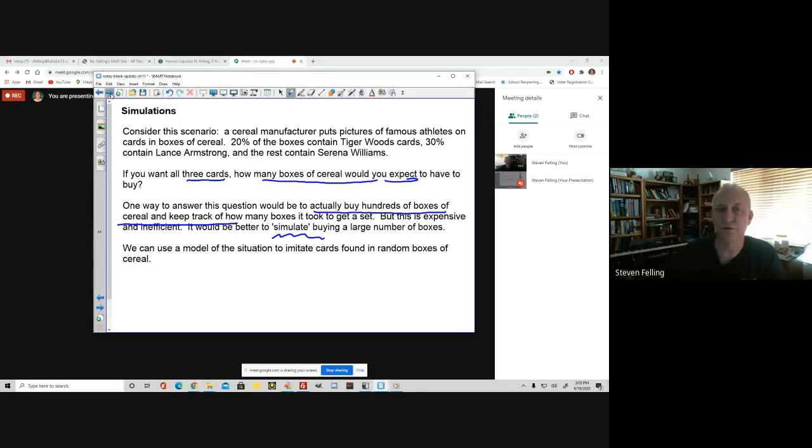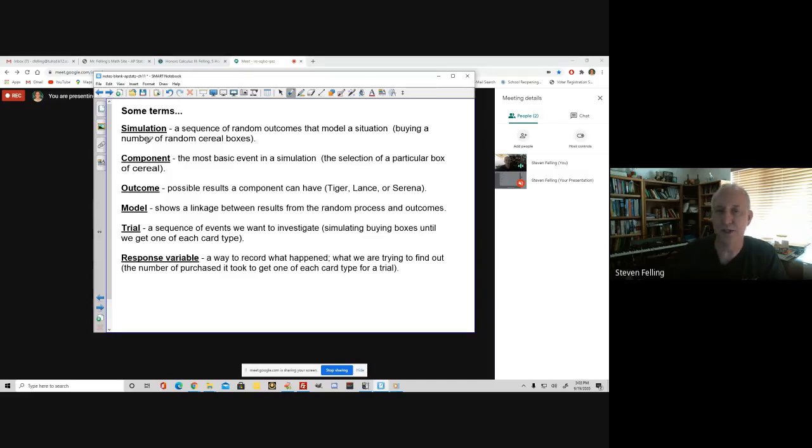And first, we're going to define some terms. So a simulation is just a sequence of random outcomes that somehow are modeling a situation. So in this case, the simulation is we're simulating buying a number of random cereal boxes. Okay, a component is the most basic event in the simulation. So in this case, the component is the selection of a particular box of cereal and then opening up to see what the card is inside.